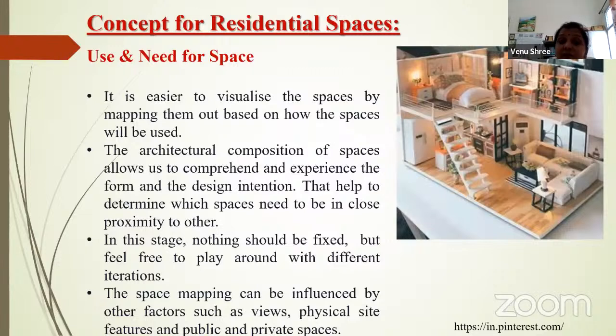Second parameter is use and need for space. It is easier to visualize these spaces by mapping them out based on how these spaces will be used. As you can see in this picture, the lower portion of the mezzanine floor has been used very interestingly. That helps to determine which spaces need to be in close proximity to others.